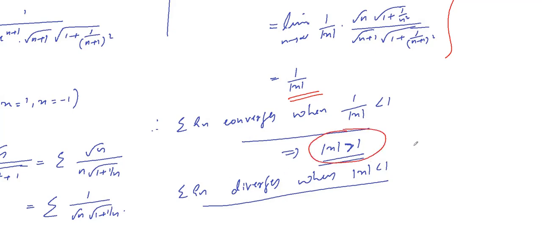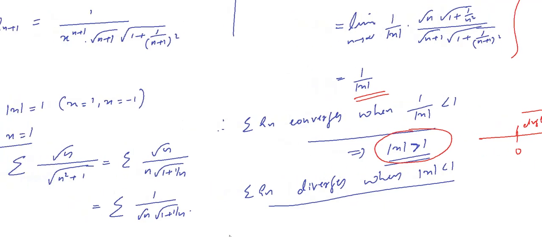We have the x value from 0 to infinity, and it's given that x takes values just greater than 0. There we got that when mod x is greater than 1, that is when x is greater than 1, it's convergent, and from 0 to 1, it's divergent. Now the question is, what happens at x equal to 1? That also has to be checked.